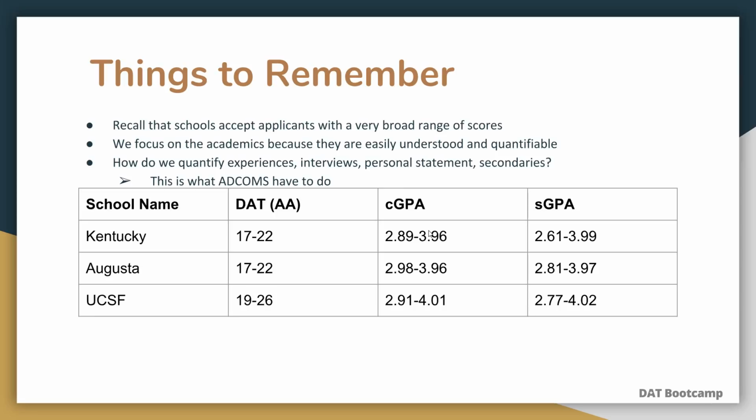The reason we focus so much on academics and all these numbers is because they're easily understood. Everyone understands what a 21 academic average is, what a 3.5 GPA is, and that's something that we can easily compare. But how do we quantify the experiences, the interview, the personal statement, the secondaries we write, right? This is essentially what adcoms have to do, and obviously it's a pretty difficult job. So keep that in mind.